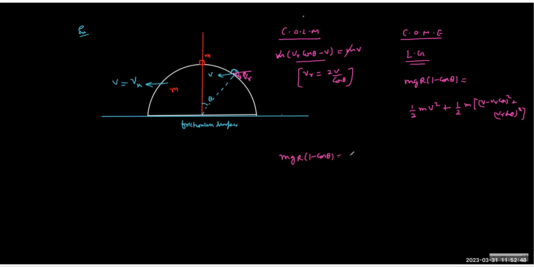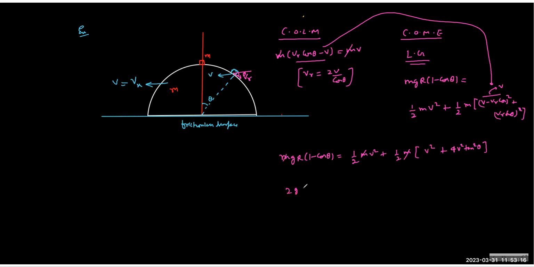mgR(1 minus cos theta) equals one half m v square. You have to be smart to solve this fast. So this is v square, right? This is basically v only. From here, the other part is VR sin theta, which is 2v tan theta, correct? So now see, it's a simple question. This is simple, this is not simple. And then what can we write? 2v is common, so 1 plus 2 tan square theta.